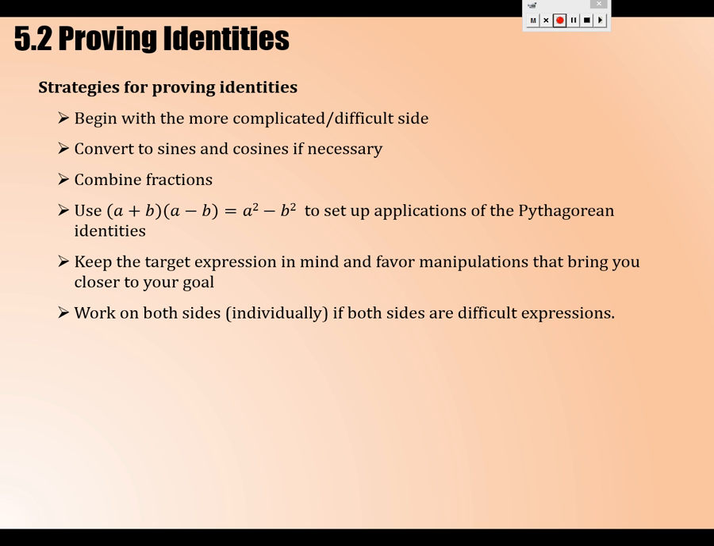The second one is kind of us declaring bankruptcy in some ways, right? If necessary, feel free to convert everything to sines and cosines and apply your strong algebra to it. Let's just do algebra. You saw in the warm-up how fruitful this third strategy is, combining fractions.